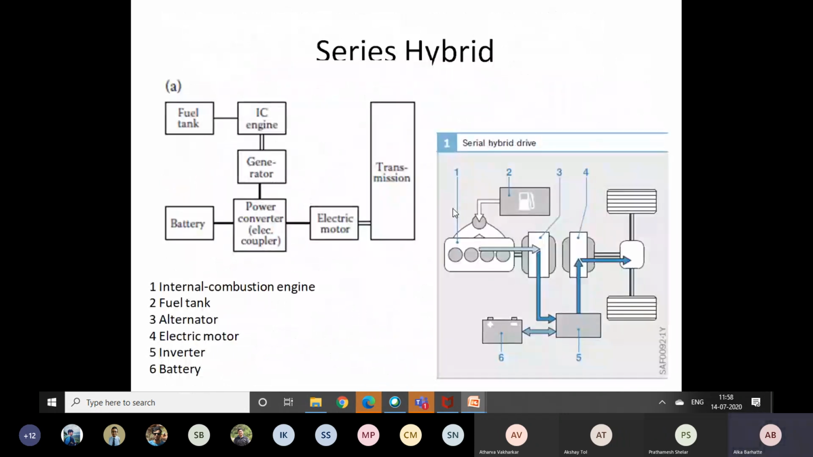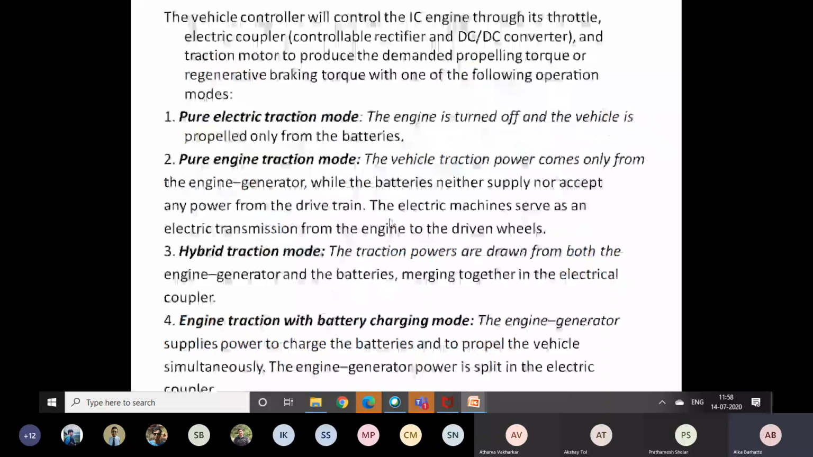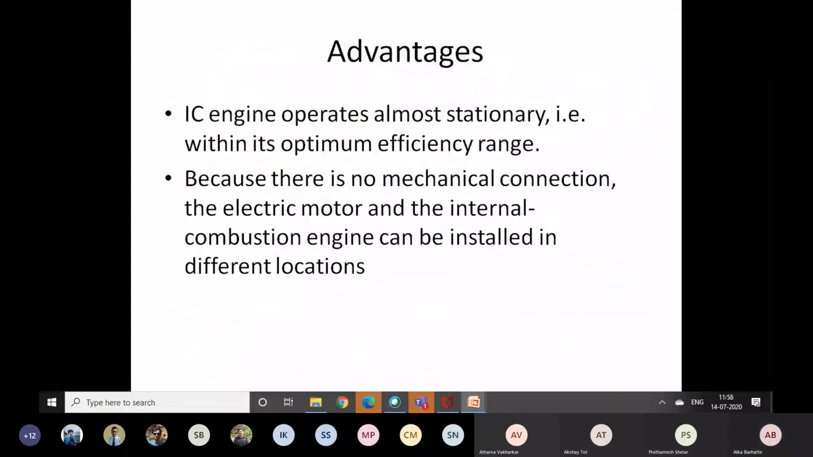Series, why are we calling that series? The coupler, which is coupling your input power to the transmission, is done through the electric motor, which is connected in series with the IC engine or in series with this IC engine generator. That is why it is known as series. The advantage is that the IC engine operates almost stationary, so the optimum use of IC engine power is achieved. That is the main advantage of these hybrid engines.